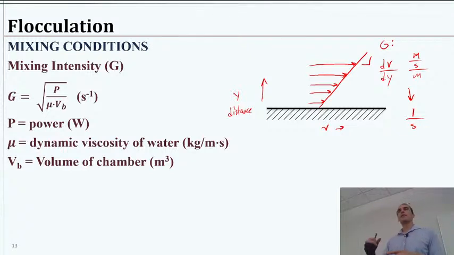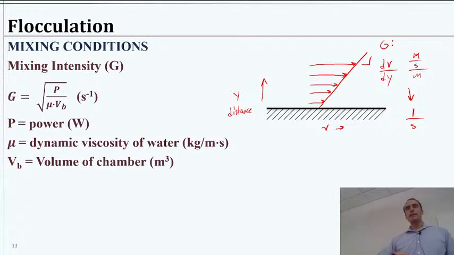If you're trying to mix one small jar of peanut butter, that's not so hard, but if it was a giant tub of it, you're going to have to add a lot more power to get the same mixing effect throughout the whole system. So kind of obvious here, but the power, the volume, and the viscosity are the things that matter.